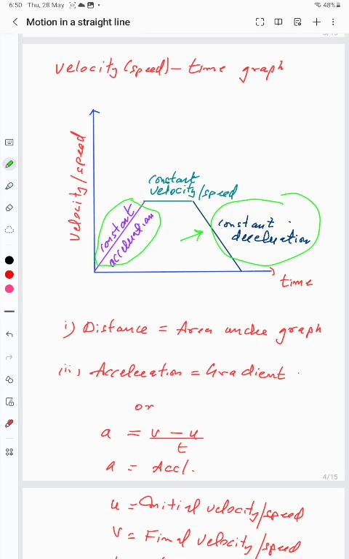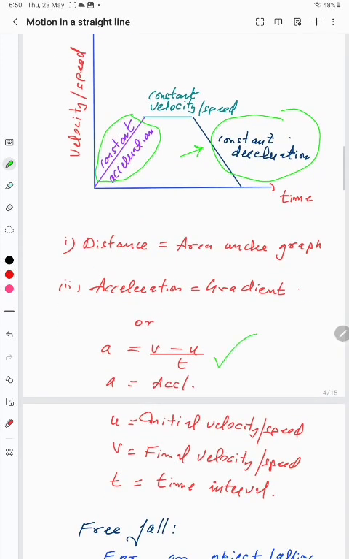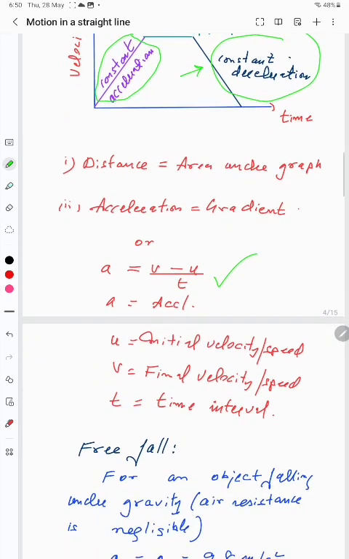You can find out distance using a velocity time graph, and that will be the area under the graph. Acceleration is the gradient, or you can use the formula if you want. u is initial velocity, v is final velocity, t is time interval. If instead of velocity, speed is given, you can take speed in place of velocity, or you can take velocity in place of speed if required.